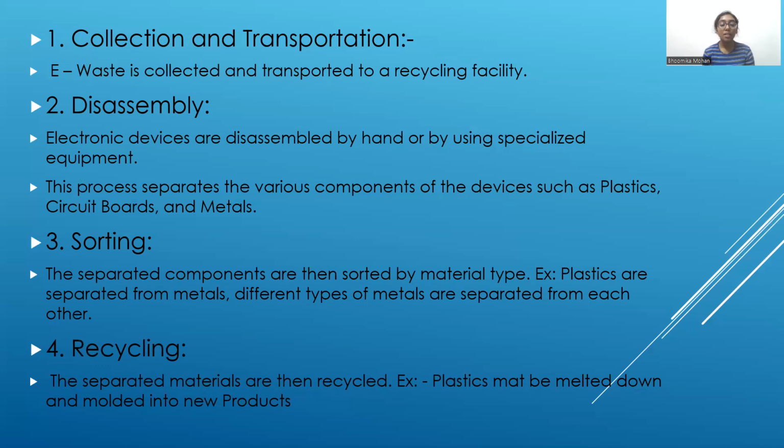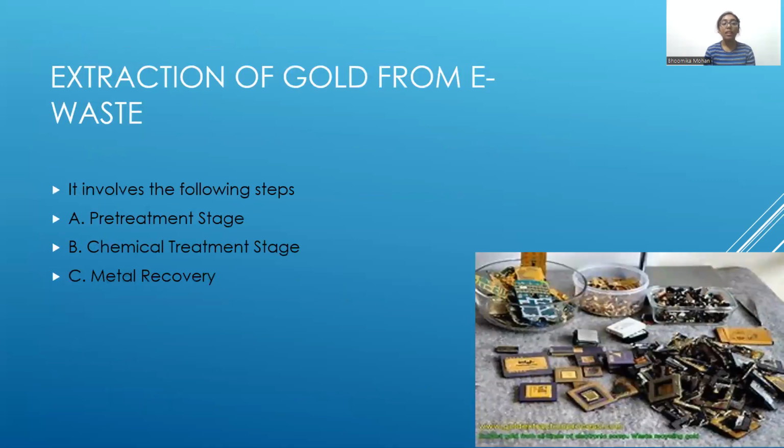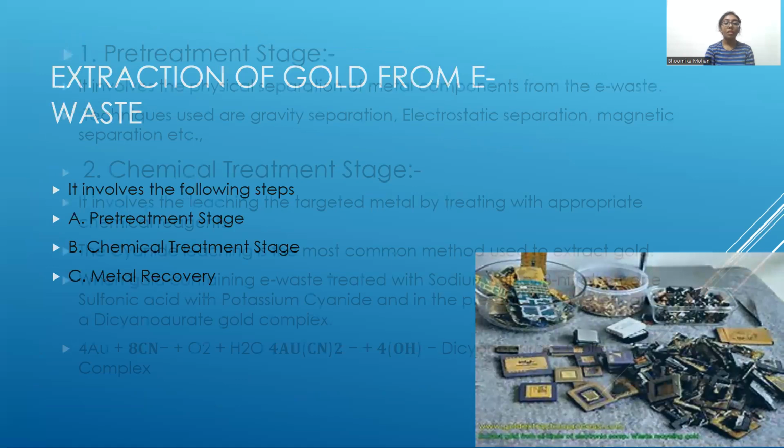Then the last step is recycling. The separated materials are then recycled. For example, plastic might be melted down and molded into new products. These are the steps. Then the extraction of gold from e-waste. This process involves the following steps: pre-treatment stage, chemical treatment stage, and metal recovery.